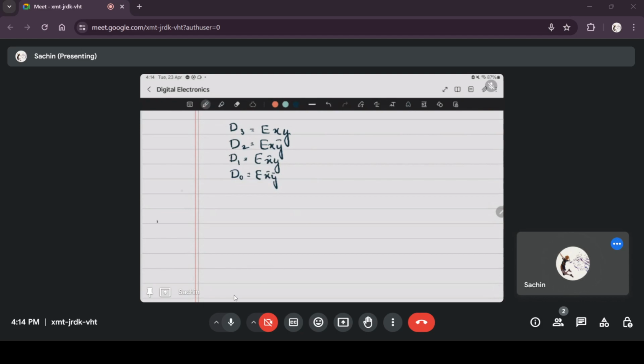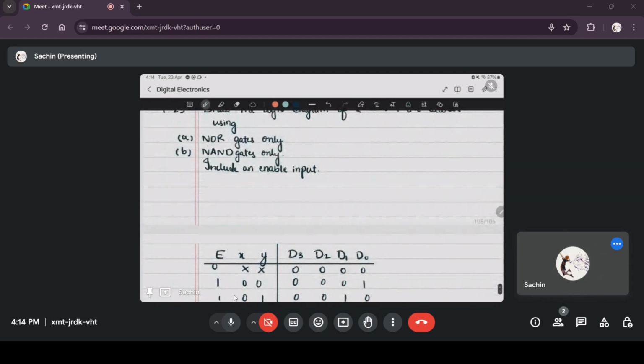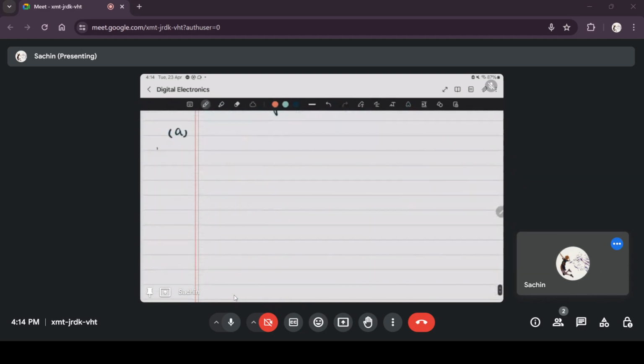Now we have to implement, in the first part, using only NOR gates. So the way you do this is, suppose D0 is E X complement Y complement. You can complement this twice: E X complement Y complement, complemented twice, will be the same expression.